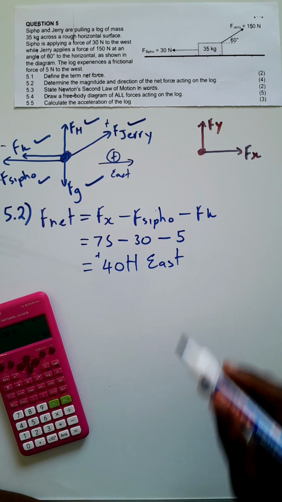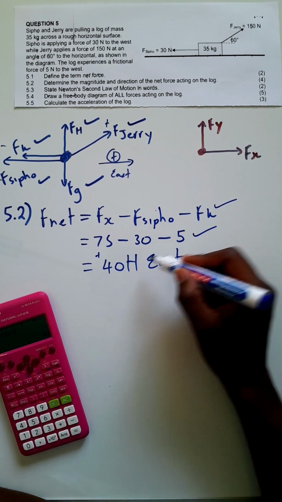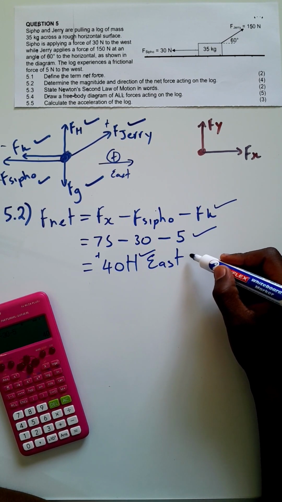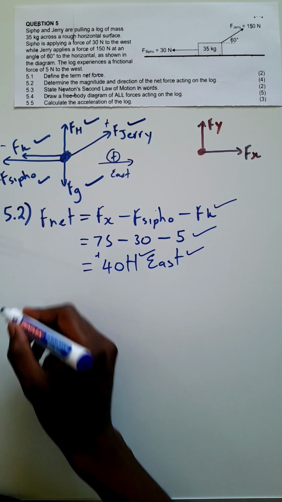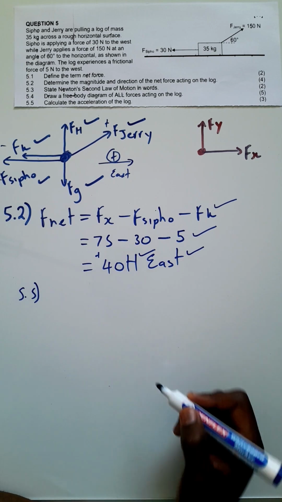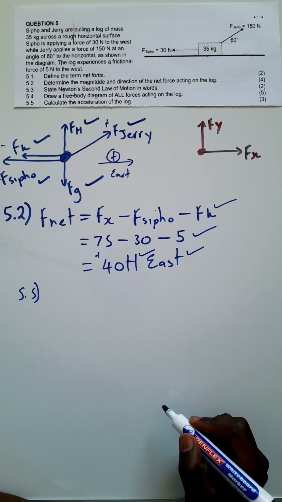4 marks for this one. So I think it's 1 mark for the formula substitution, the answer as well as the correct direction there. Then now that we have the net force, 5.5 there, calculate the acceleration now.